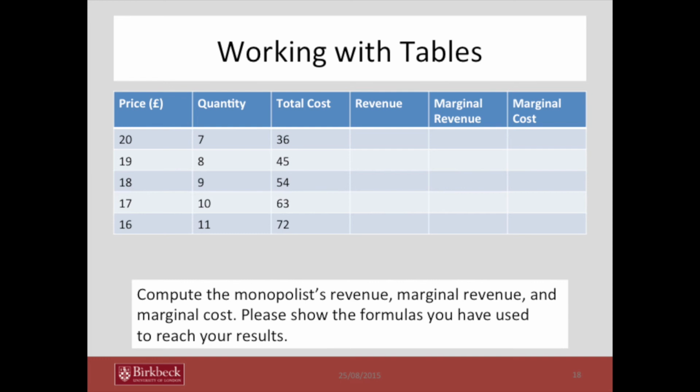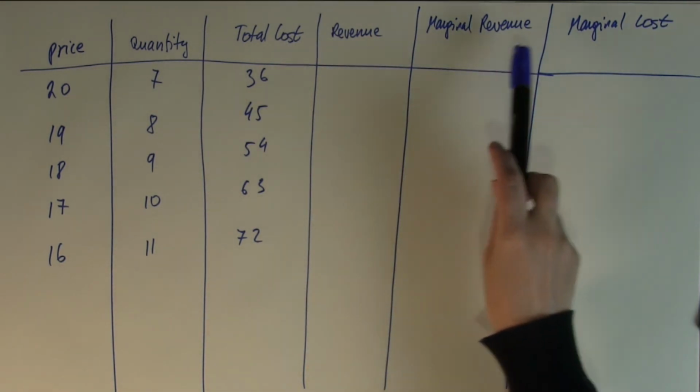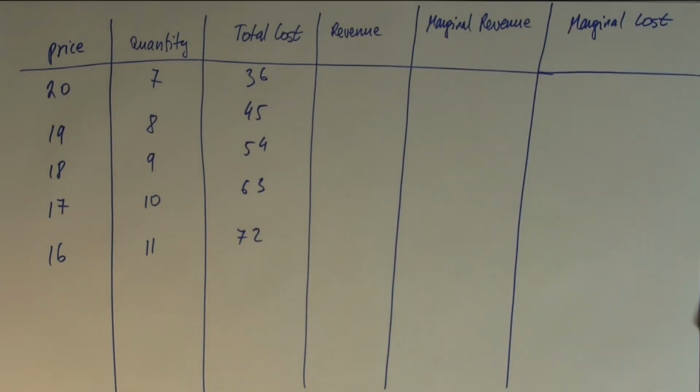So, the question is: compute the monopolist's revenue, marginal revenue, and marginal cost. Please show the formulas you have used to reach your results. So first of all, we need to be able to calculate revenue, marginal revenue, and cost. And for those, we need to know the correct formula.